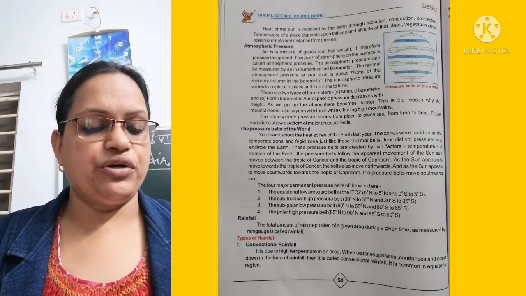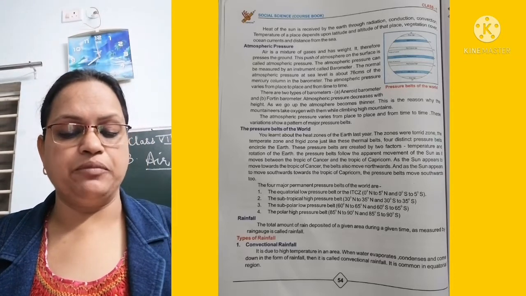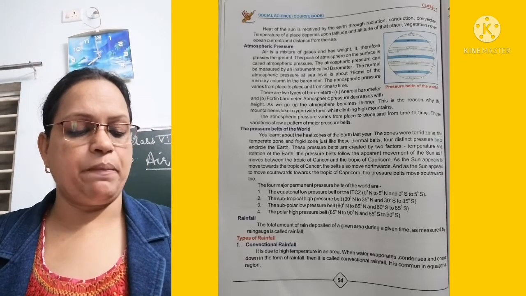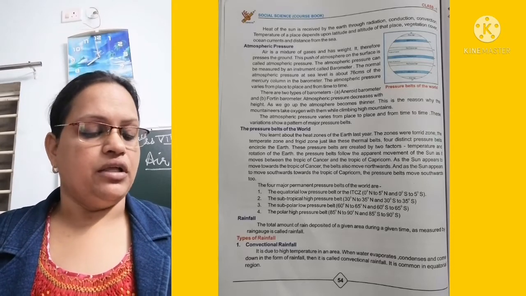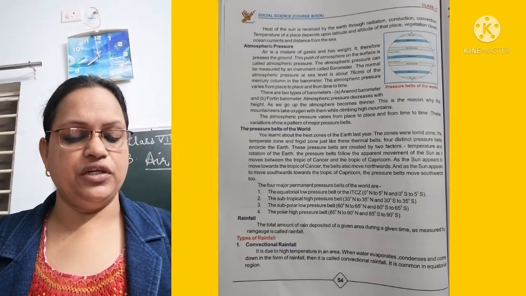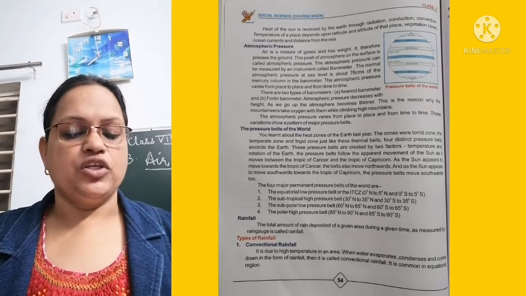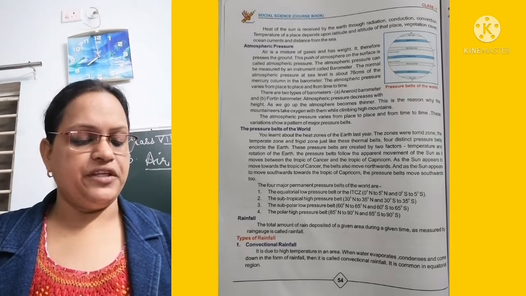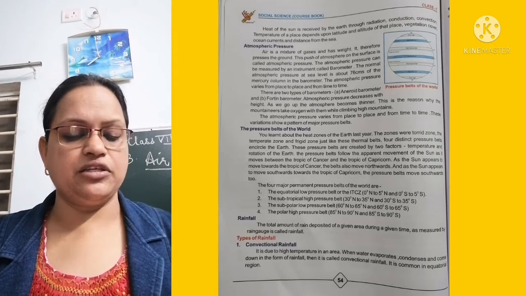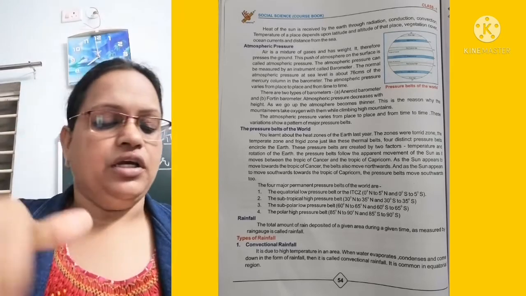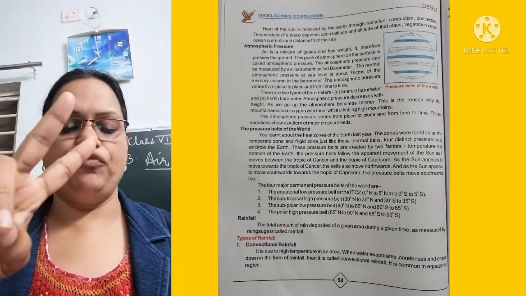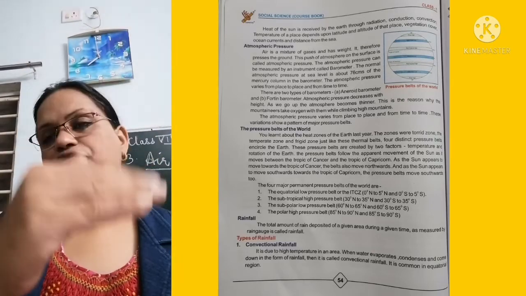The atmospheric pressure varies from place to place and from time to time. This variation shows a pattern of major pressure belts. The pressure belts of the world. You learnt about the heat zones of the earth last year: the torrid zone, temperate zone, frigid zone, just like these thermal belts. Four distinct pressure belts encircle the earth. The pressure belts are created by two factors: temperature and rotation of the earth.